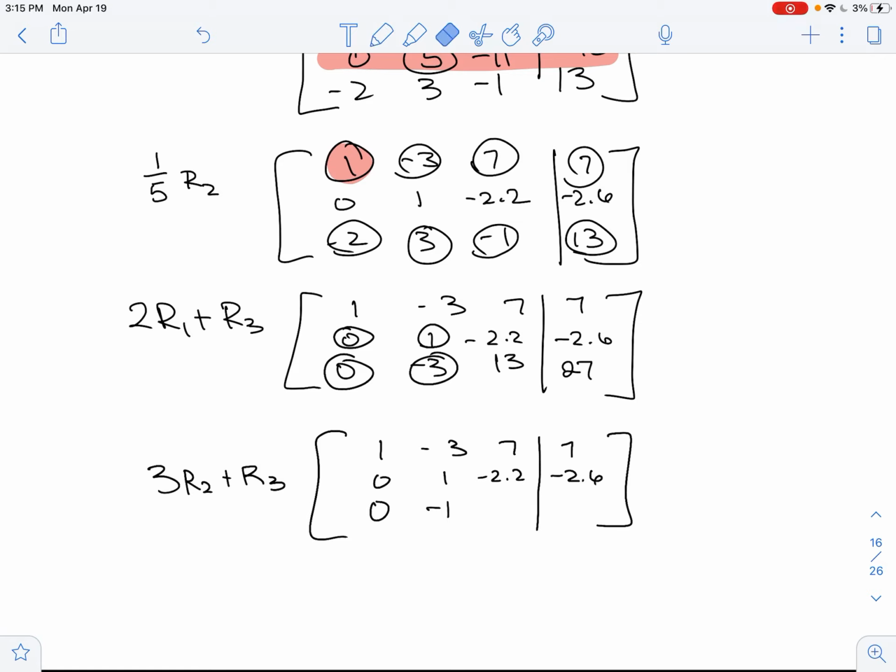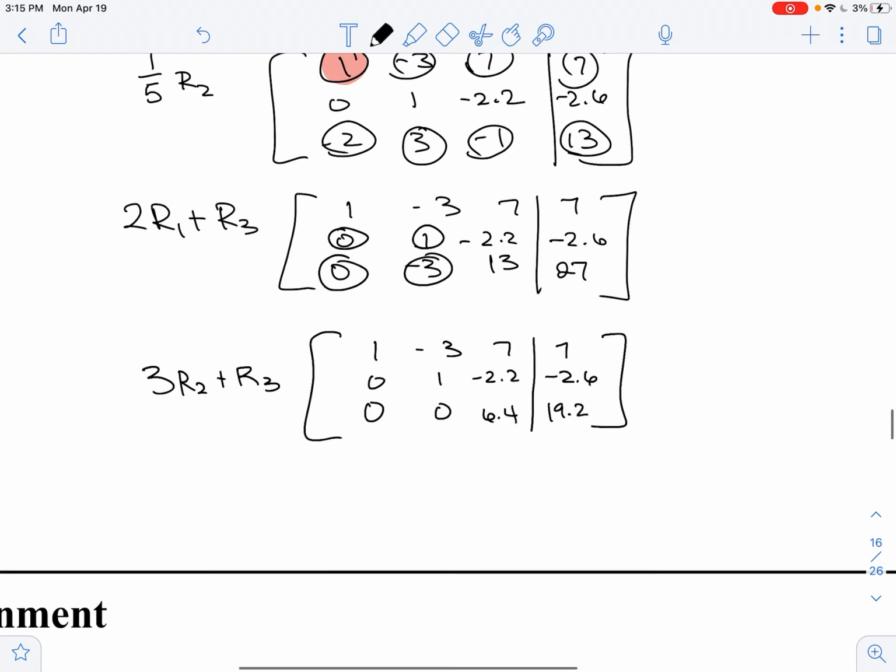Oop, pardon me. We're multiplying by 3. 3 times 1 is 3 minus 3 is 0. 3 times negative 2.2 minus 6.4, or minus 13 plus 13, is going to go 6.4. 3 times negative 2.6 plus 27 is going to give me 19.2.